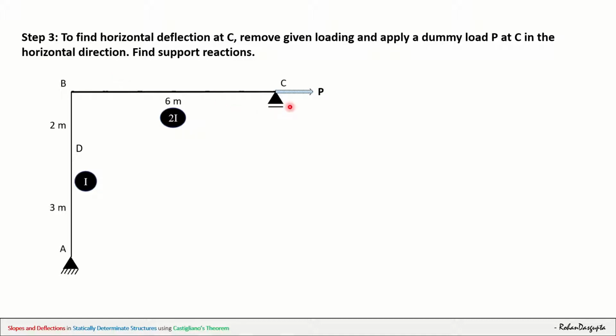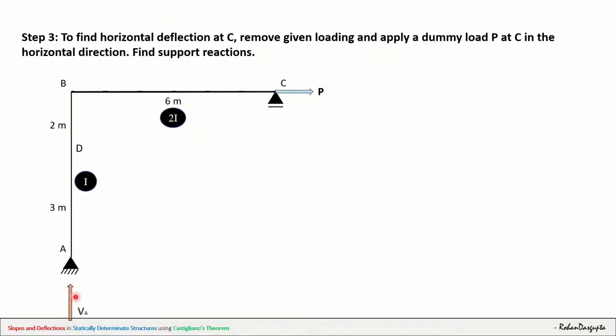Now, another question that may arise is whether to take this towards the right or towards the left. The answer to that question is, it does not matter. You take any side. At the end of the problem, the sign convention will automatically tell you whether the deflection is happening towards the right or towards the left. So we will come to that later. So the answer is, it doesn't matter. Horizontal is all that matters. Left or right, it doesn't matter. Now we will start by finding the support reactions.